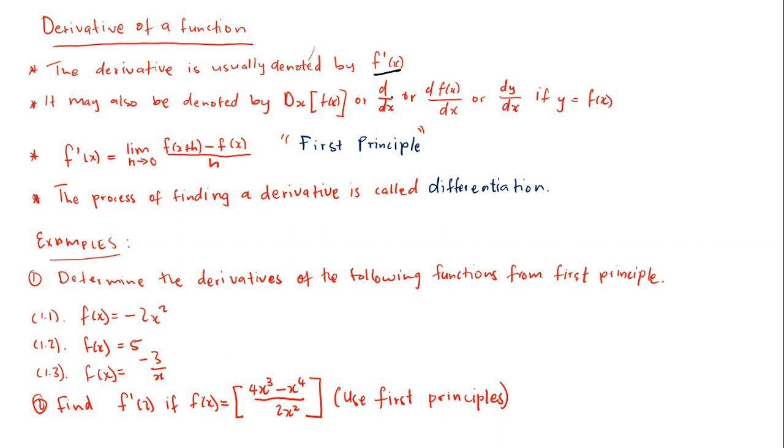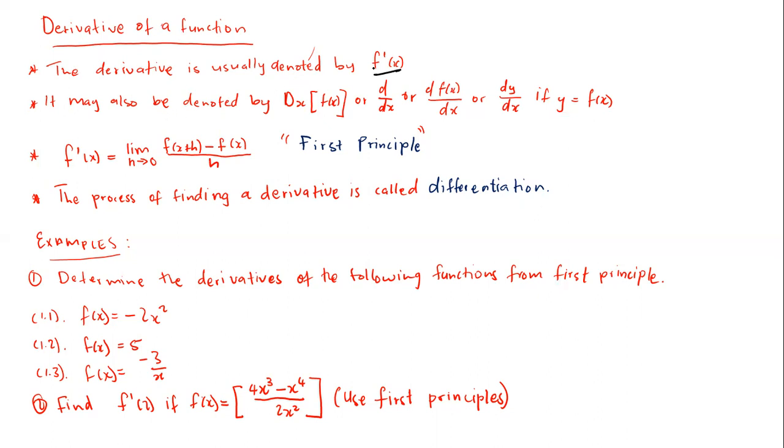Again, we can also denote the derivative of a function in this form, d over dx, okay? This is another notation that we can use, or d of f of x over dx, or we can use dy over dx, if y is equal to f of x. These are the notations that we can use to represent the derivative of a function.